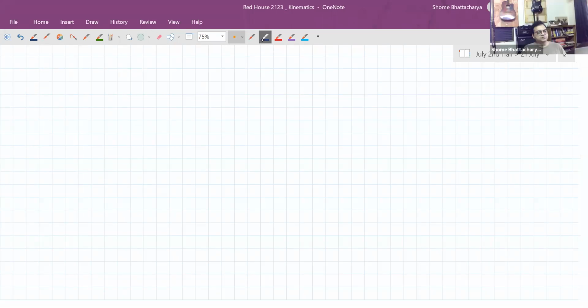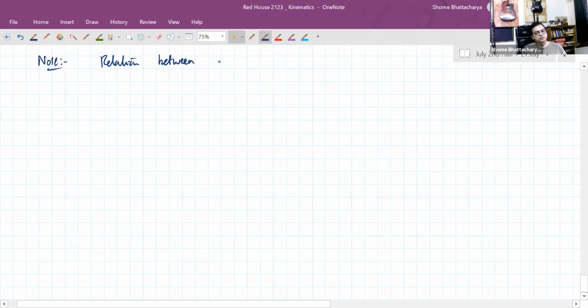Now we will come to that special case, but before that, one more thing: the relation between acceleration A and dv by dx. Now this might seem a strange thing right now, but when I explain it, it will become clear what we mean by this.